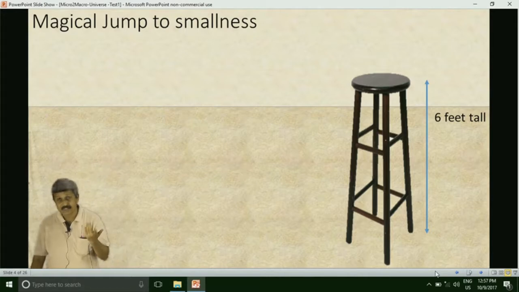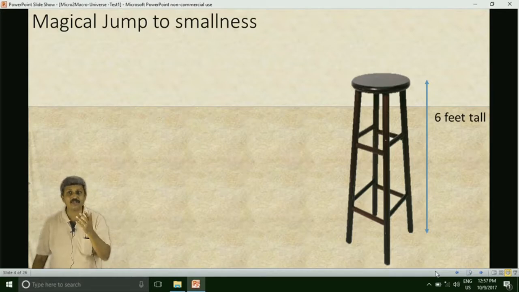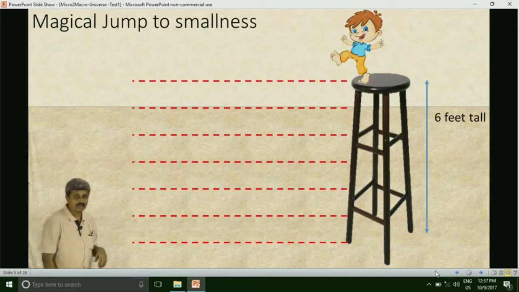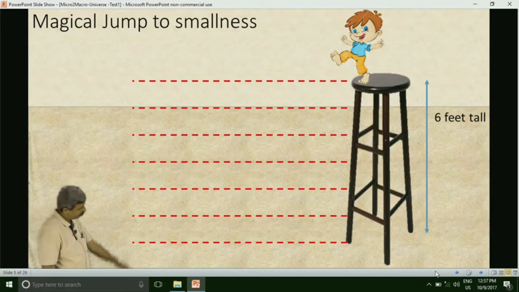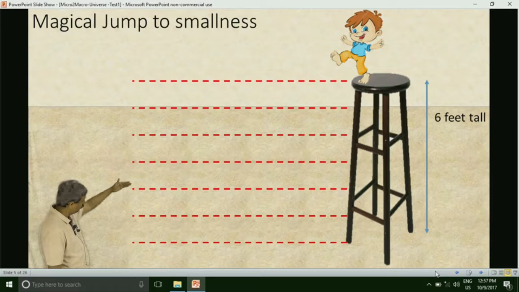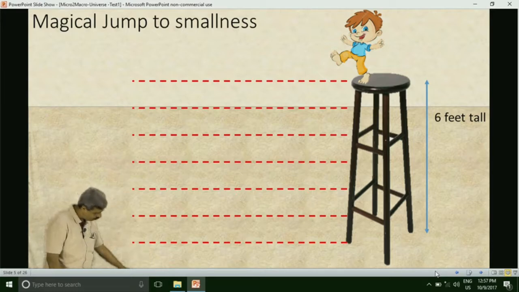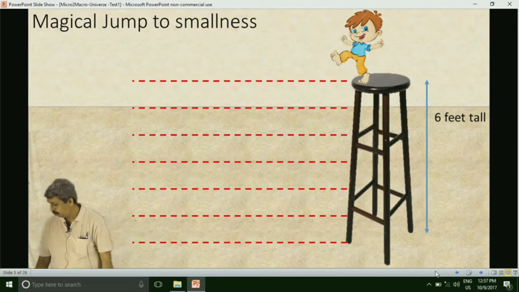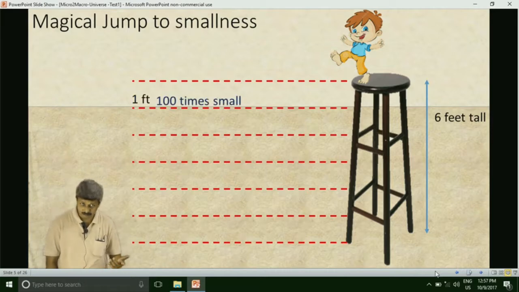So where is he now? Let's go slow motion and see what happened to him. This boy actually started from here, and I'm going to draw some lines here. These lines tell us 6 feet. Now I'm splitting the 6 feet into 6 lines. If you jump now, you go 1 foot down, 2 feet down, 3 feet down, 4 feet down, finally 6 feet down, you hit the ground. That's the idea.